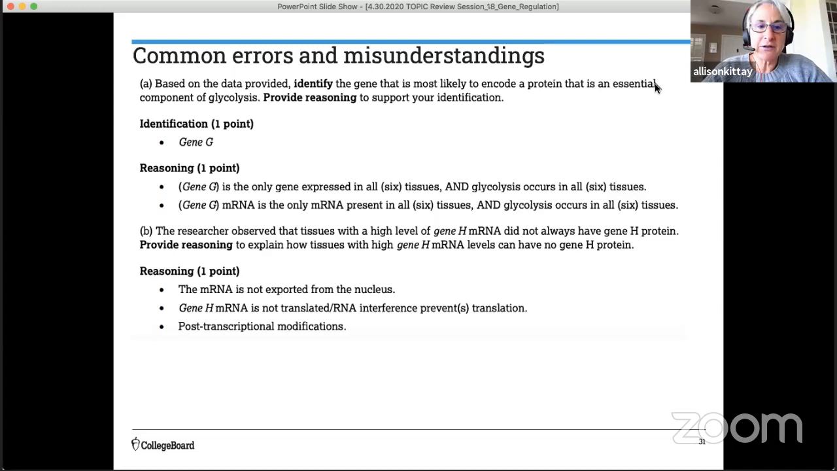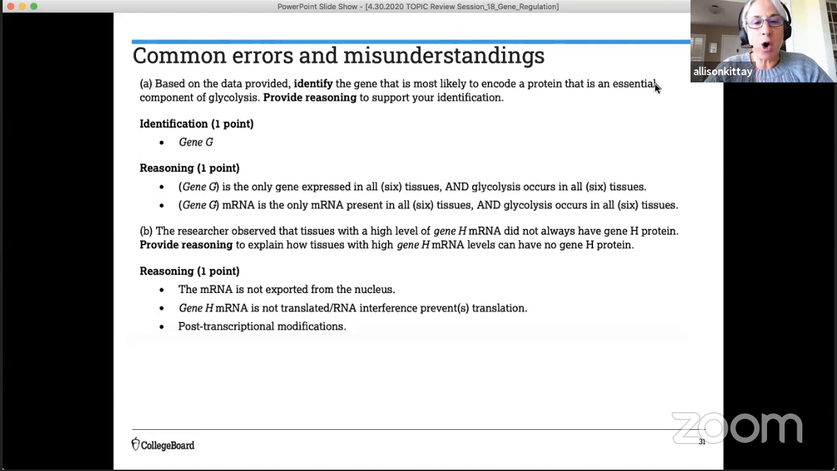The first point was identification, and you simply needed to identify gene G. Okay, and the reasoning behind that was also worth 1 point, and for either one of those bullet points, you would be awarded a point, and that is that gene G is the only gene expressed in all 6 tissues, and glycolysis occurs in all 6 tissues. So you needed to make that connection. Just saying that it was expressed in all 6 tissues was not enough. You needed to connect it to the fact that all 6 tissues undergo glycolysis.